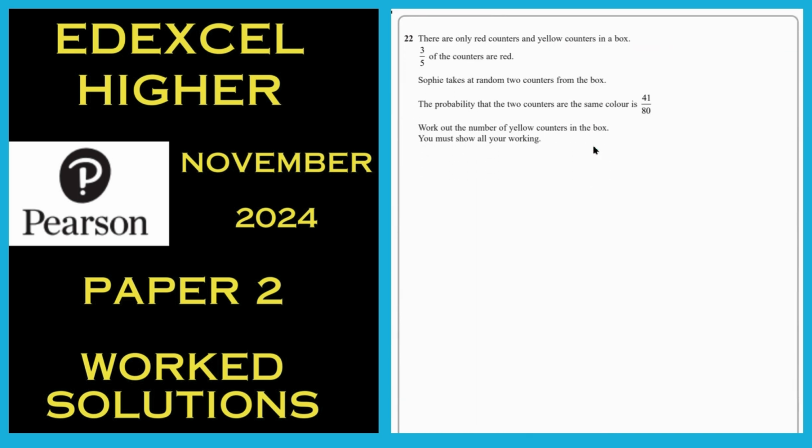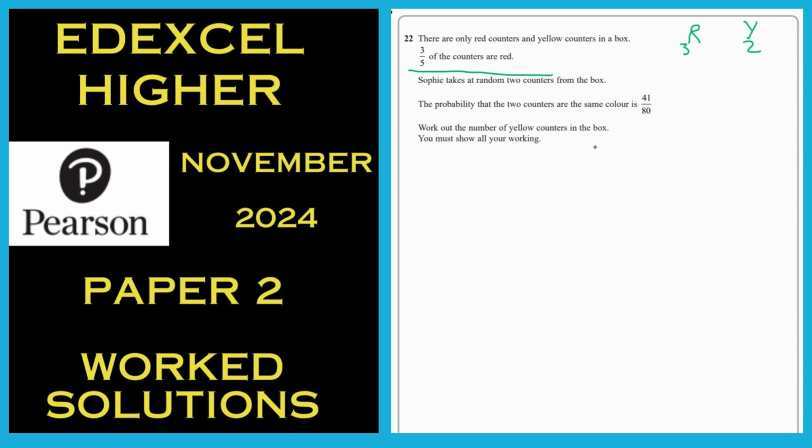For number 22, we've got red and yellow counters. The first thing is, though, don't read beyond there before doing some maths. If we've got only red and yellow, and we've got 3/5 to 2/5, we can actually write a mathematical equation linking these two things together.